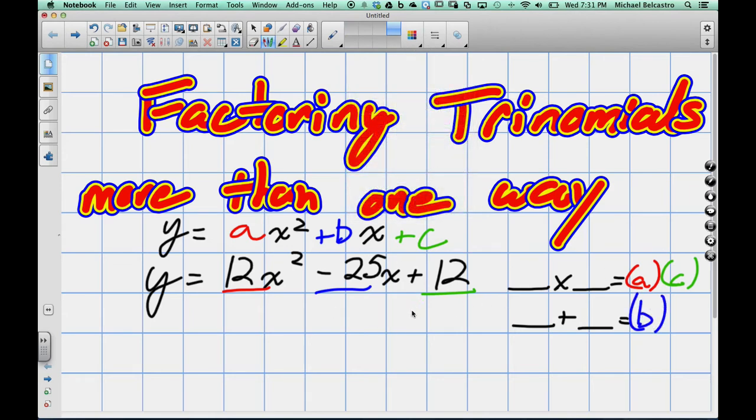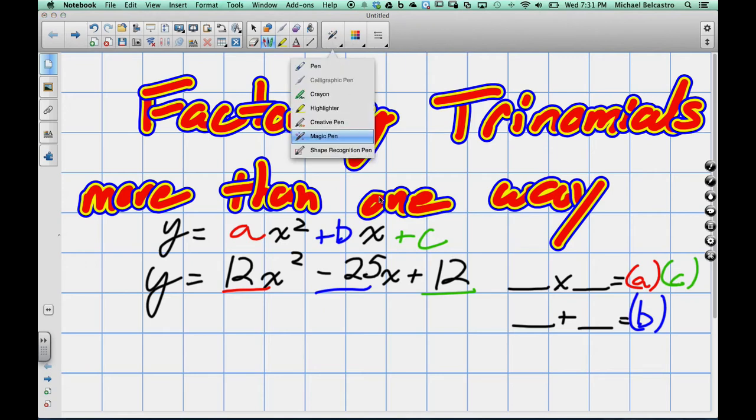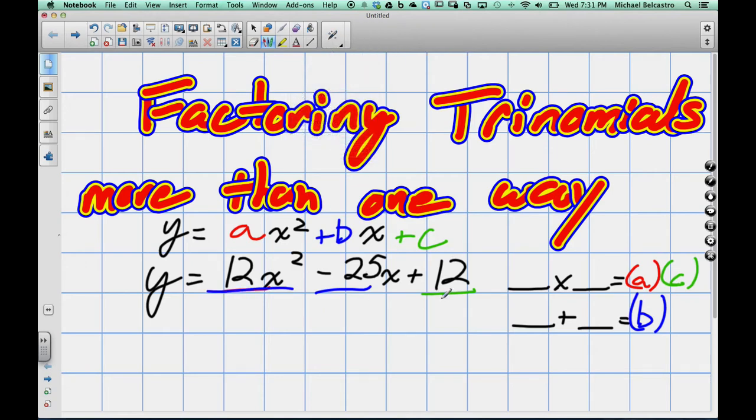So in this case, I'll just lay it out under here, our a times our c. Well, a is positive 12 and c is positive 12. So we have to multiply those two. 12 by 12 gives us 144. So we're looking for two numbers that multiply to 144, and those same two numbers need to add to our b value. And our b value here is negative 25.